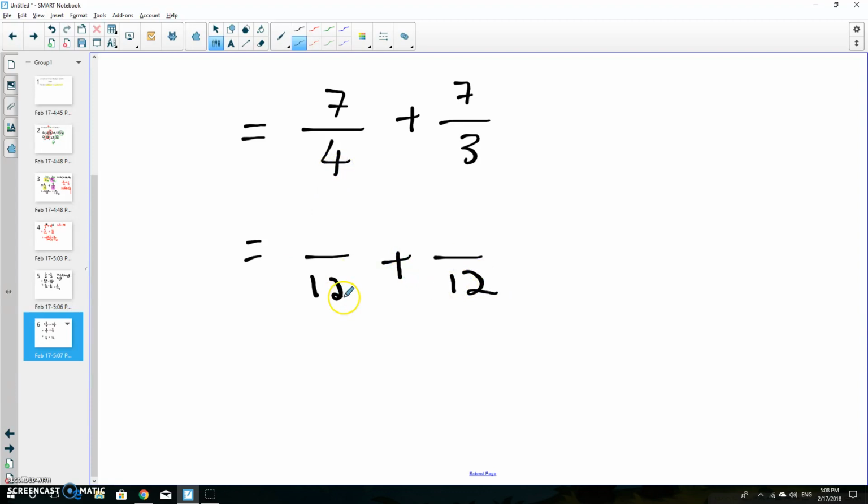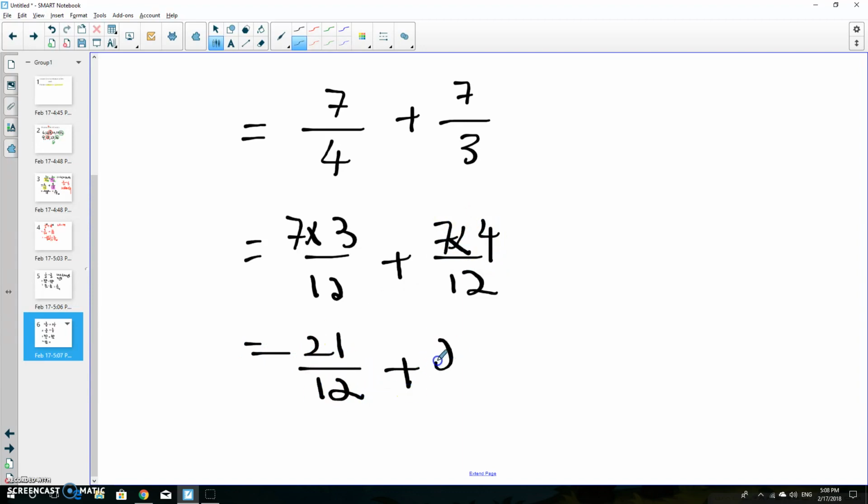So from 4 going to 12, I have to multiply by 3. So 7 is going to multiply by 3. That is going to multiply by 4. 7 times 4 is going to be 28. 21 over 12, 28 over 12. And then now I can add those two numbers together, 49 over 12. An improper fraction, I really don't have too much problem with it. If it's 49 over 12, I'm actually okay with it. If you want to convert that, you can do that.